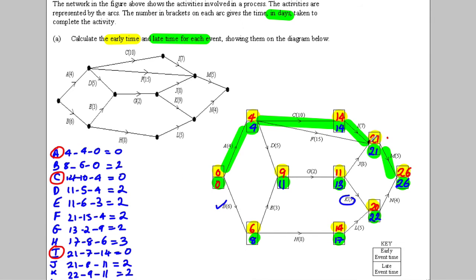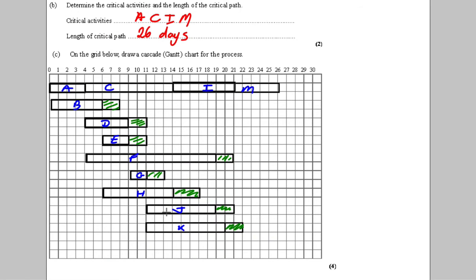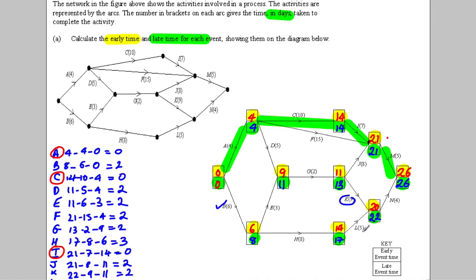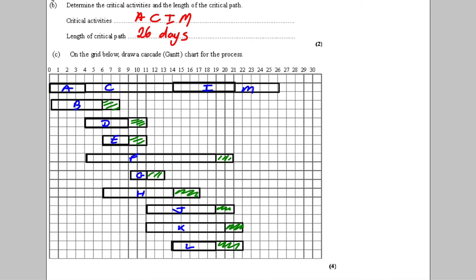L and N even, in fact. So L, 14 to 22, but it's 5 long. That's L. And I just need N at the end. Starts at 20, ends at 26, is 4 long. So starts at 20, ends at 26, I think, and it said it's 4 long. So there we go.